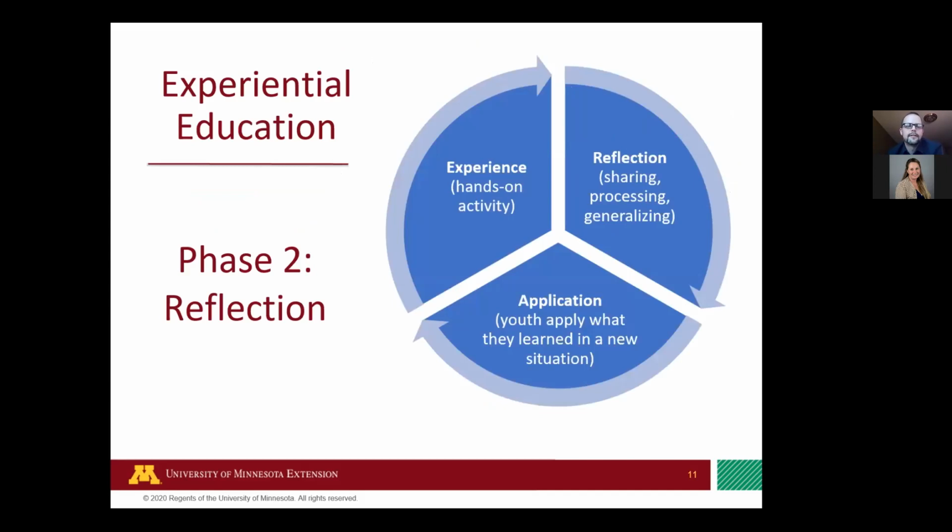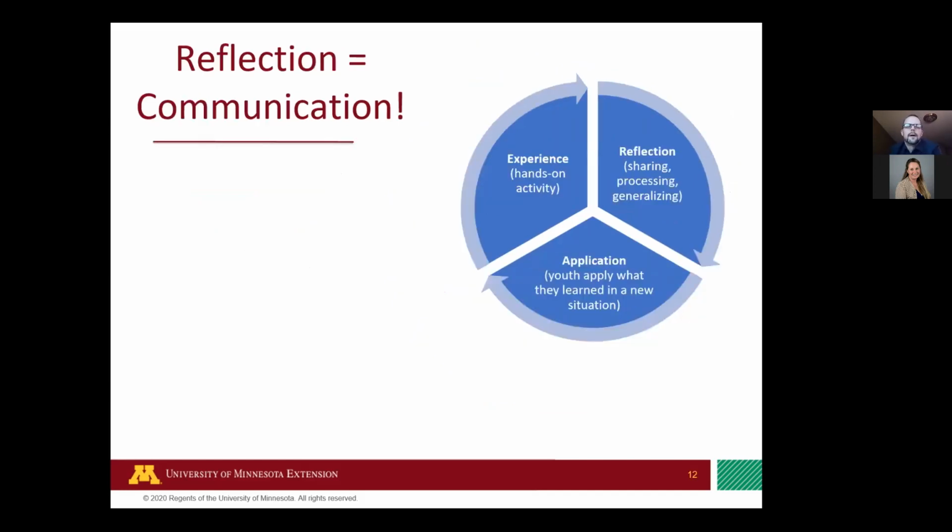So the second phase or the second piece we use is reflection. And so just like it says, it's all about sharing, processing, and generalizing. So this is really about providing and teaching young people to have those communication skills to not only share what they've learned externally, but also internally. And so ways we do that are by asking thought-provoking questions. This summer, Minnesota 4-H, like many of you, we had to adapt our learning from in-person to online. And so we got to put these pieces into place. And we really had to spend a lot of time figuring out what that reflection piece could look like.